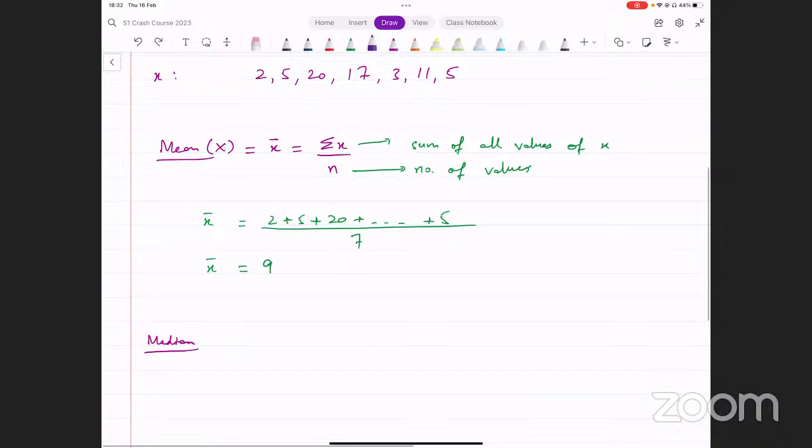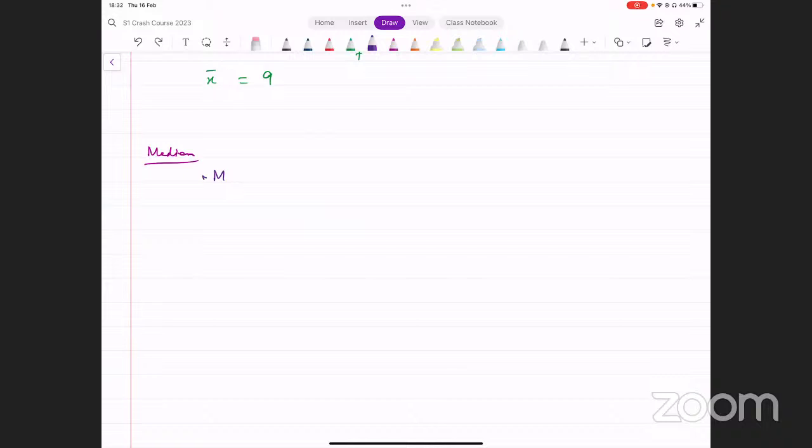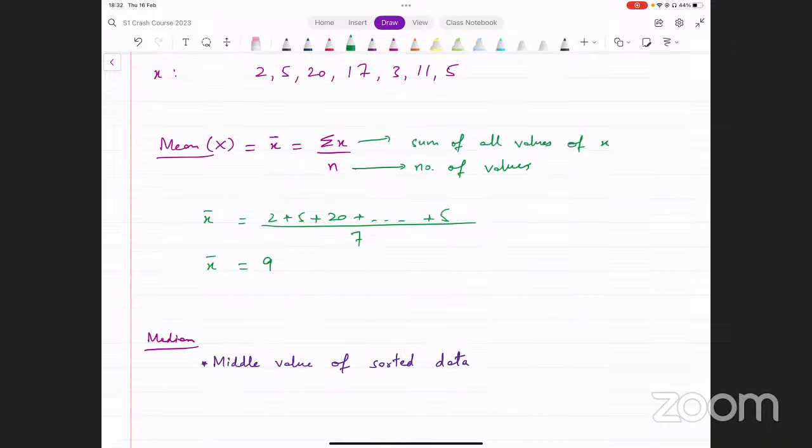Median is then defined as the middle value of that data. So middle value of sorted data. If you were to sort the data, put it in ascending order or descending order, then whatever is the middle value, that's the median. All right. Now, first of all, you have to sort this data. So if I were to sort this, how would these numbers look like?